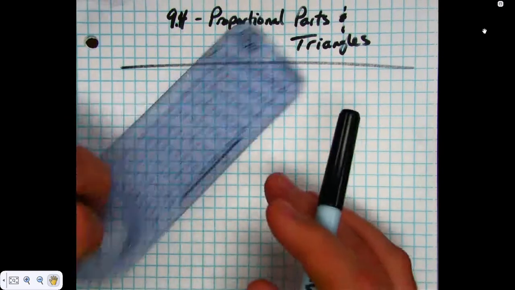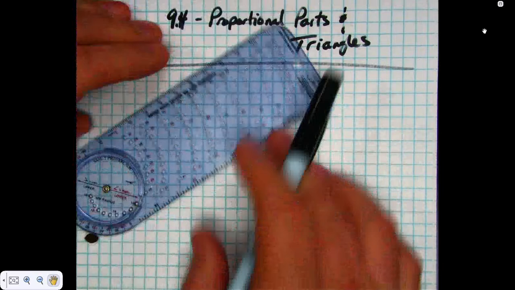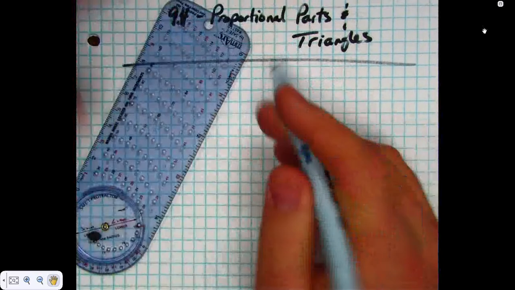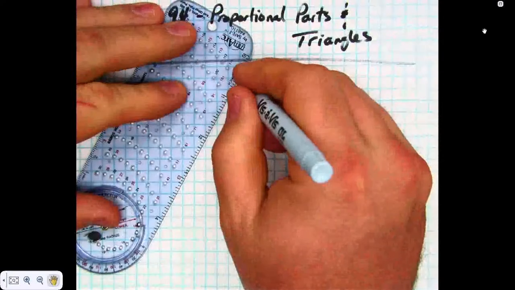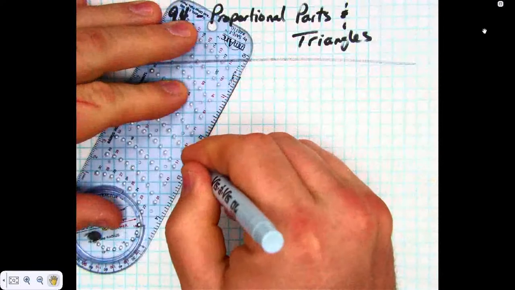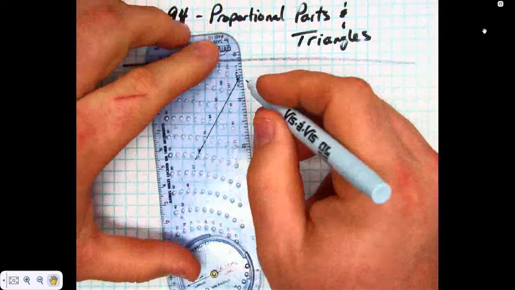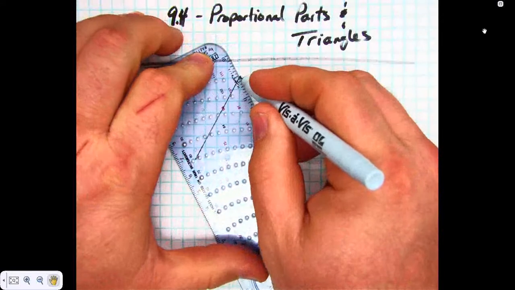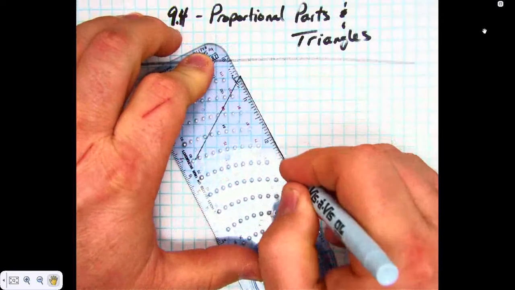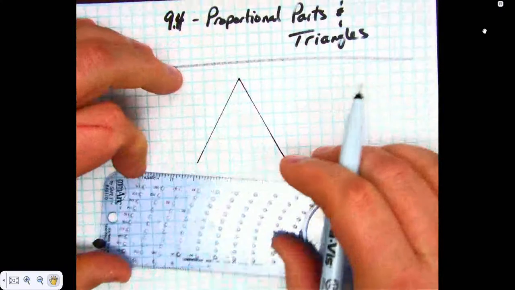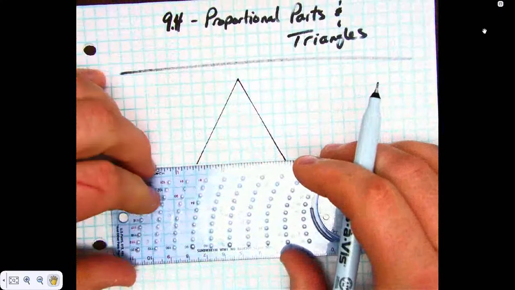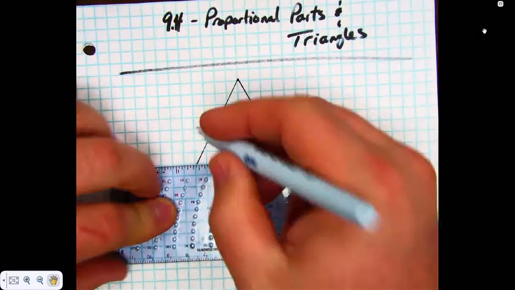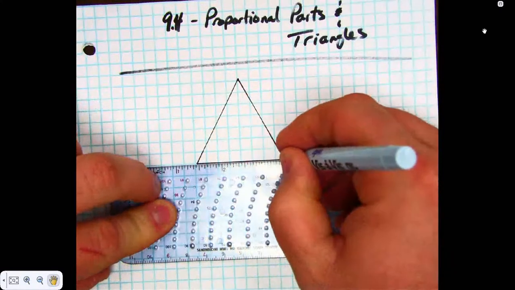Triangle on their paper. One of the things we're going to go over today are proportional parts. Triangles. First thing we're going to talk about is you've got a big triangle here.